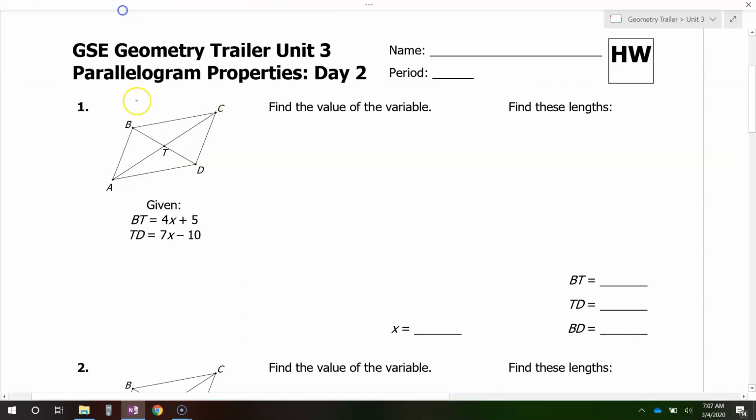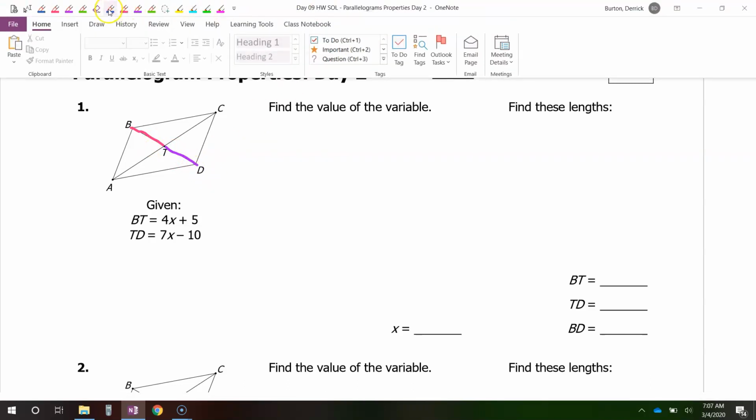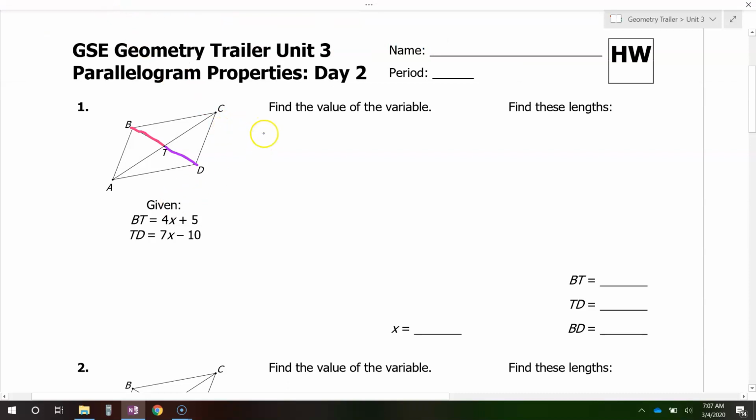So if you look at this diagonal, for example, BT, and look at TD. If these diagonals bisect each other, they cut each other in half. So that means that BT and TD will be equal. And that allows us to write this equation. We can say that 7x minus 10 should equal 4x plus 5.